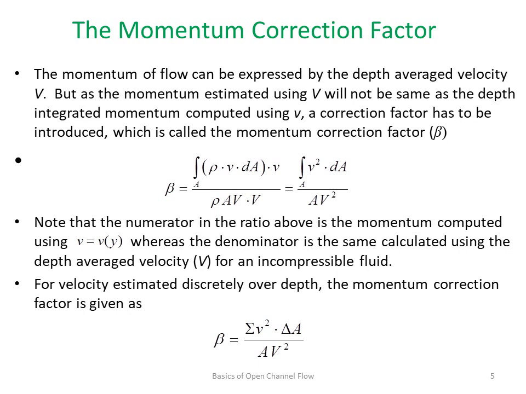What we discussed in the previous slide, if we don't have a power law or a logarithmic law to express the velocity distribution, and we have the velocity measured over discrete points over a cross section, then the integration in that ratio has to be substituted by a summation, and in that case the momentum correction factor is given as summation of small v square into delta A by capital A into capital V square.